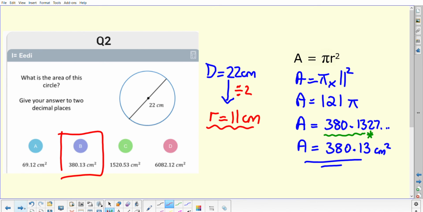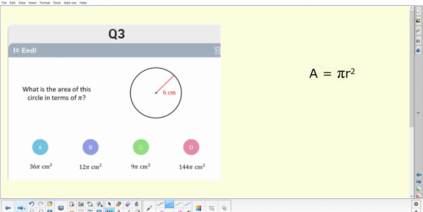For the third question, what is the area of this circle in terms of pi? So they're not looking for the decimal format here. We are still doing area of a circle. The information you've been given in that circle is the distance from the centre to the edge, which is the radius, which is going to be 6.